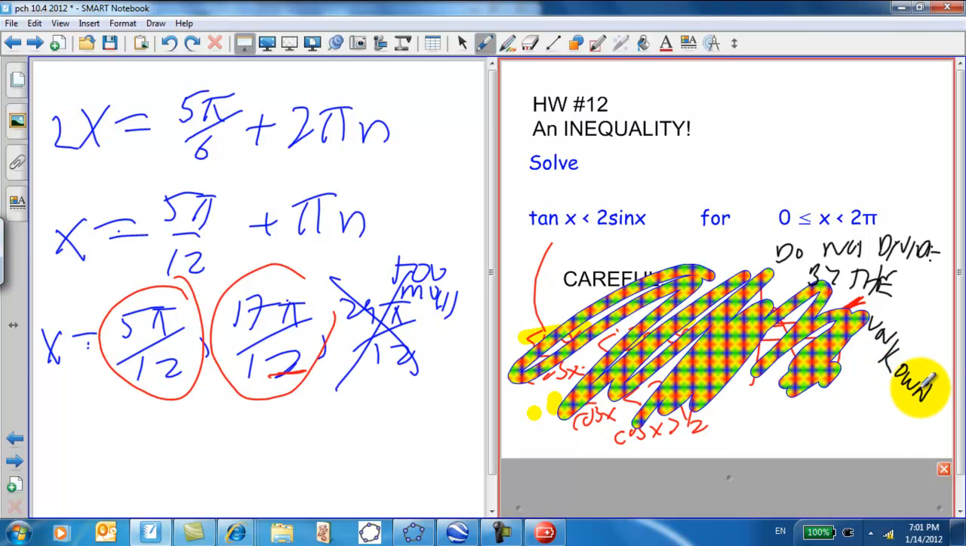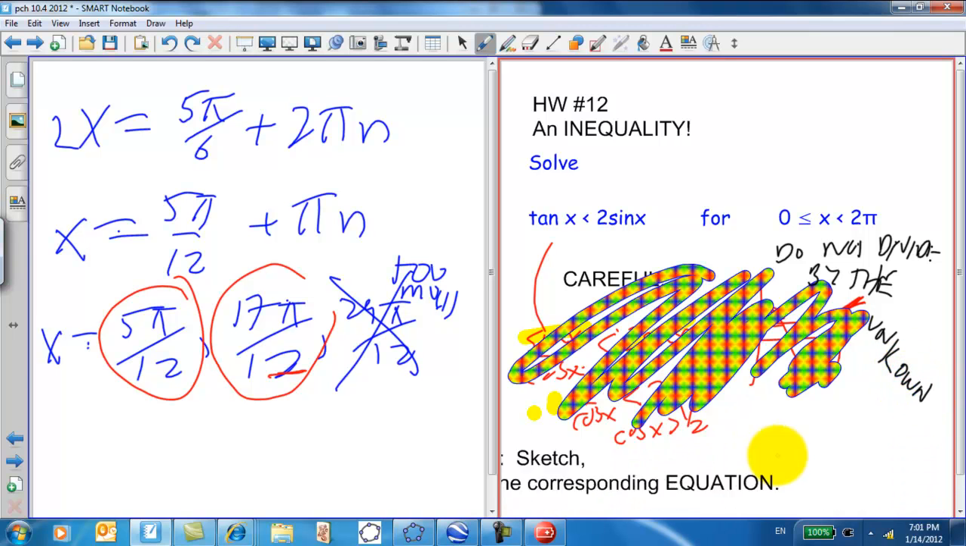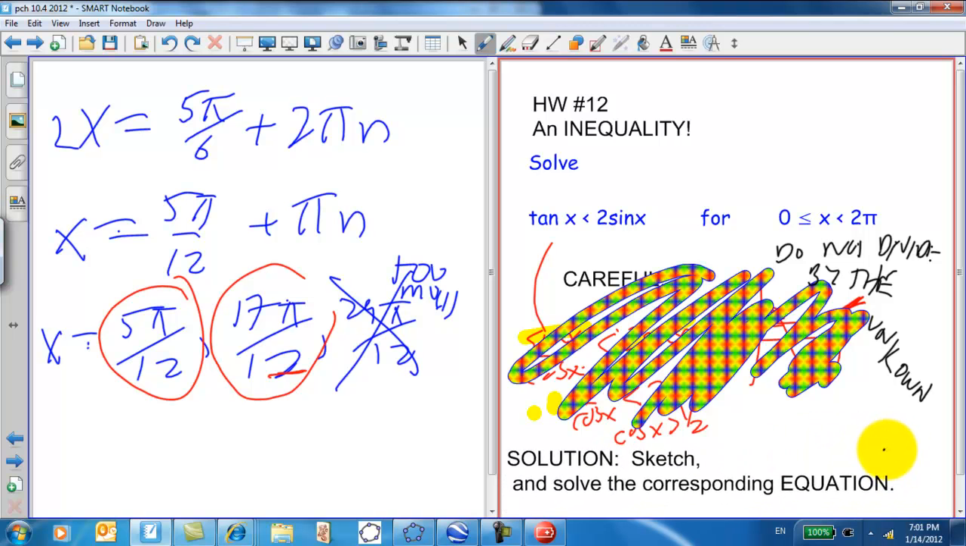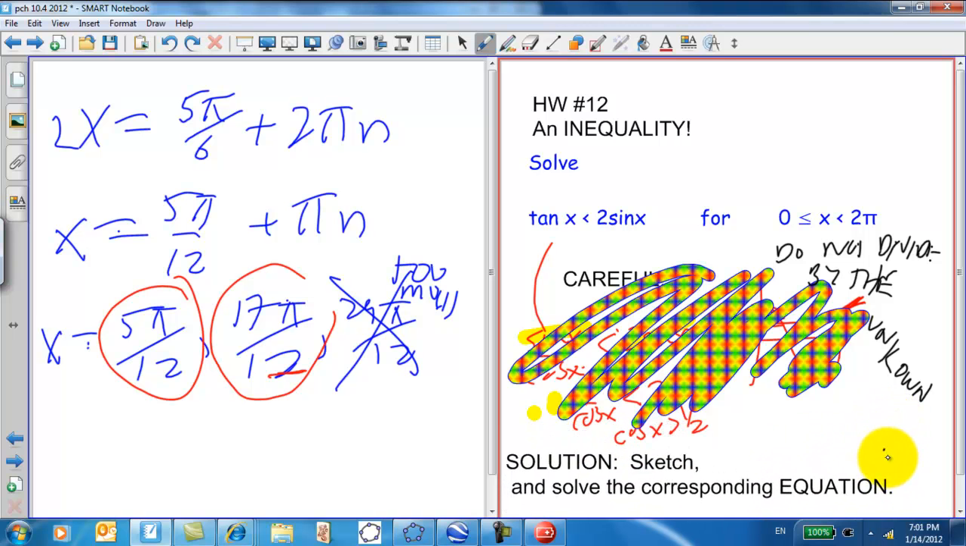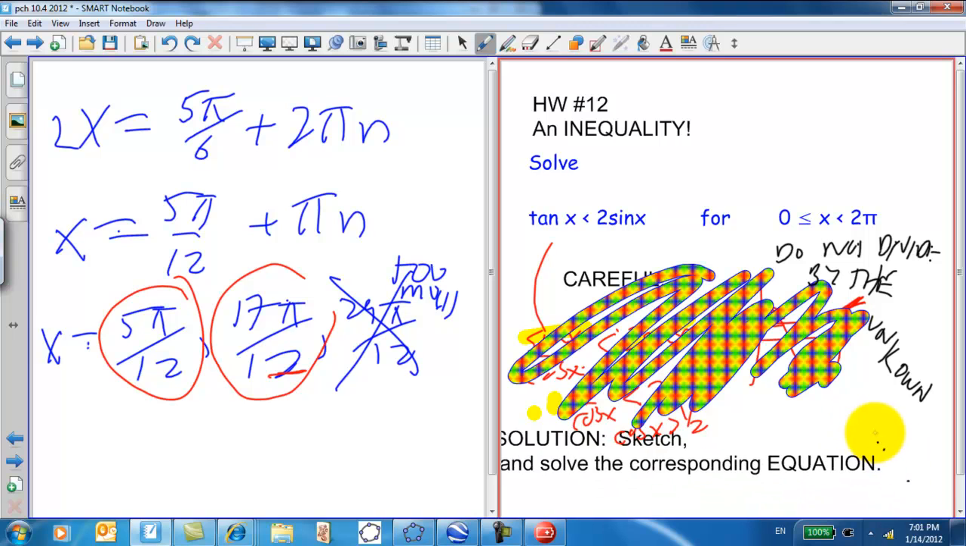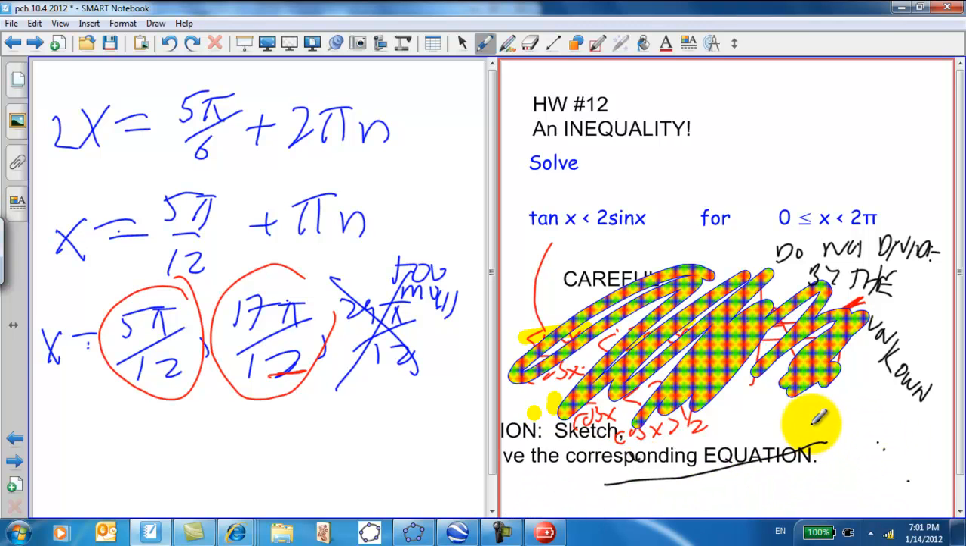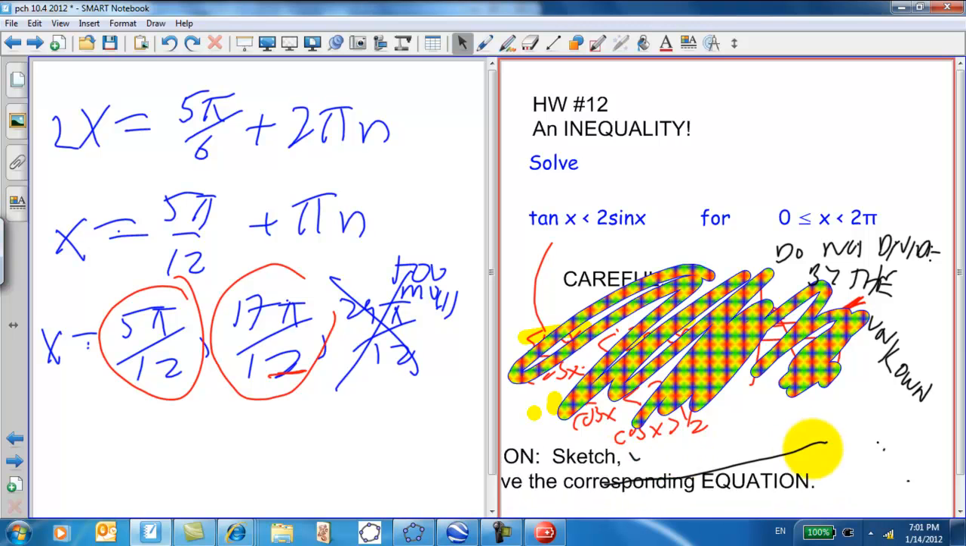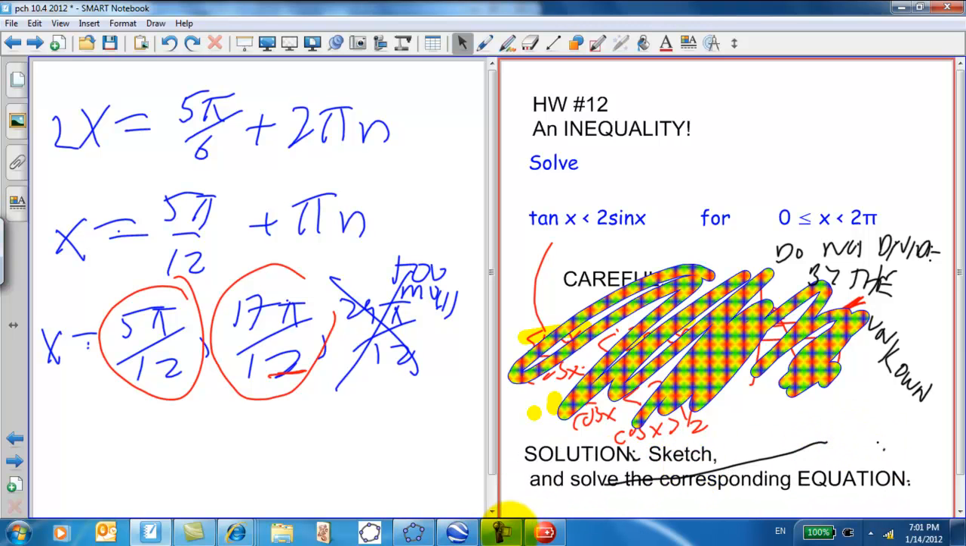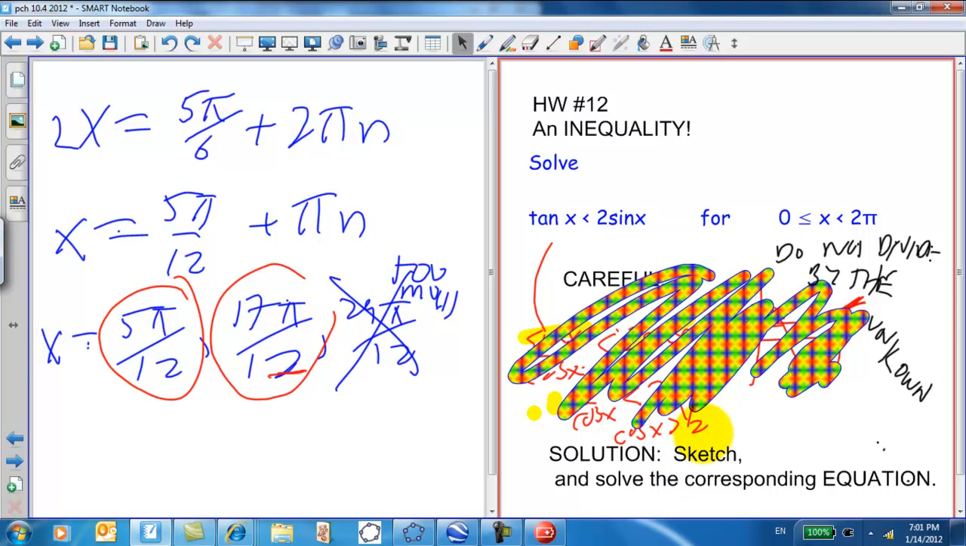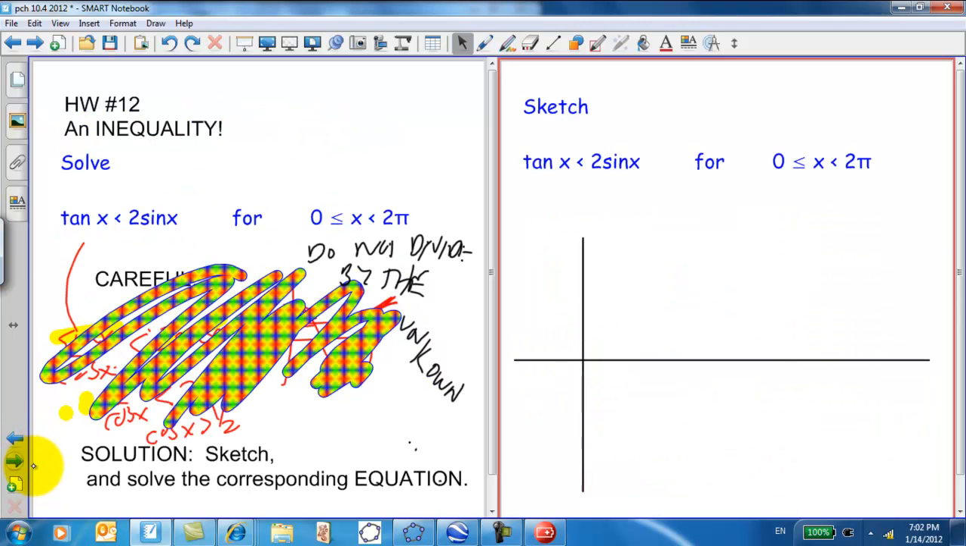So our solution approach here is simple. We're going to sketch it to get a rough idea where we expect the one function to be lower than the other function, and then solve the corresponding equation to find out exact points of the boundaries of what works and doesn't work. So let's try that.